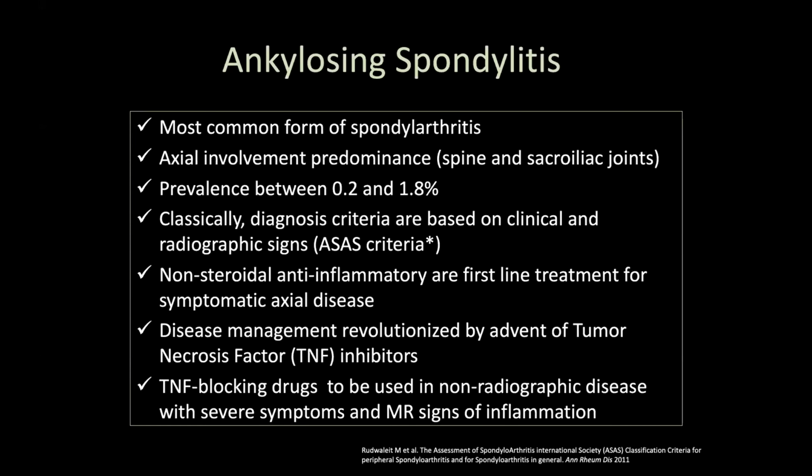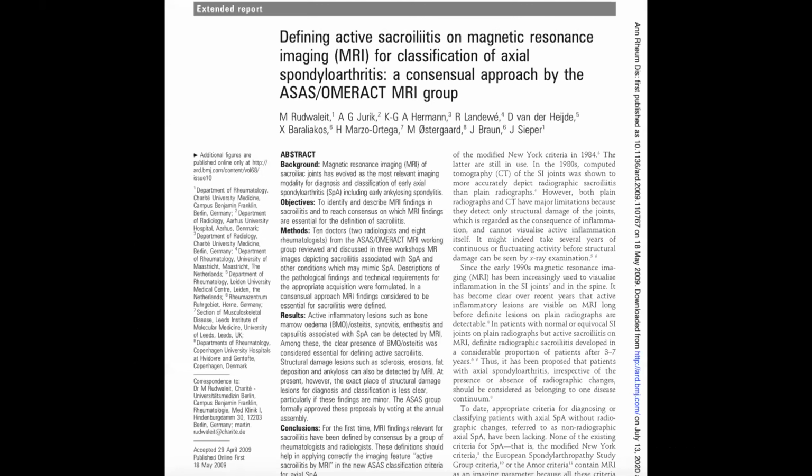In 2009, the ASAS, which stands for the Assessment of Spondyloarthritis International Society, published criteria that included for the first time MR imaging as a diagnostic criterion for spondyloarthritis. So this is the paper, and it's an MR definition of an active sacroiliitis for these patients.